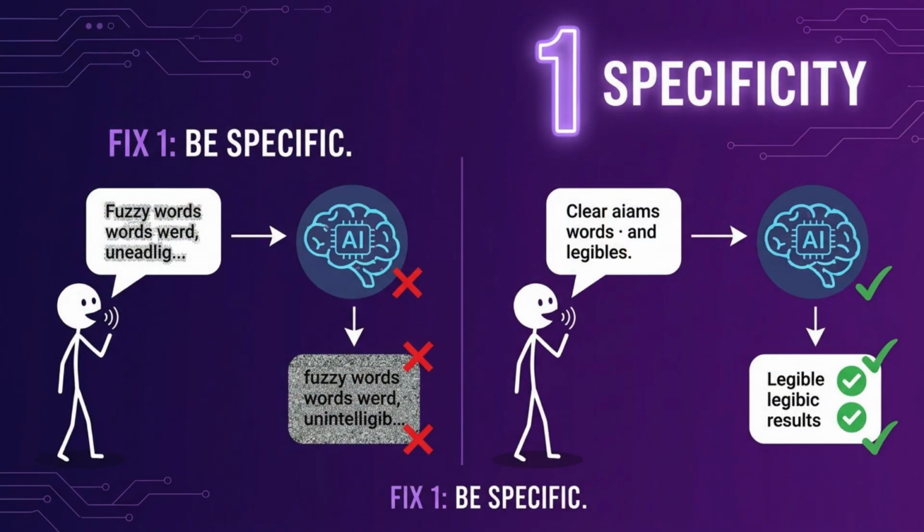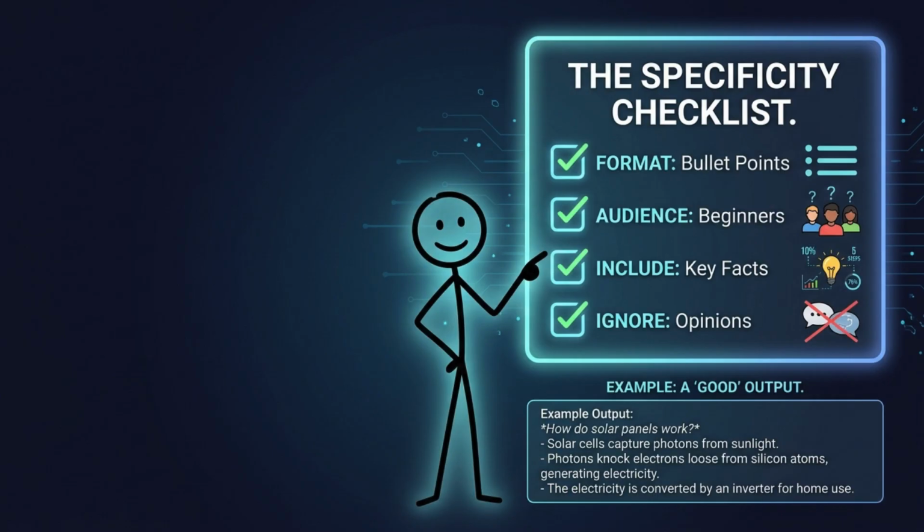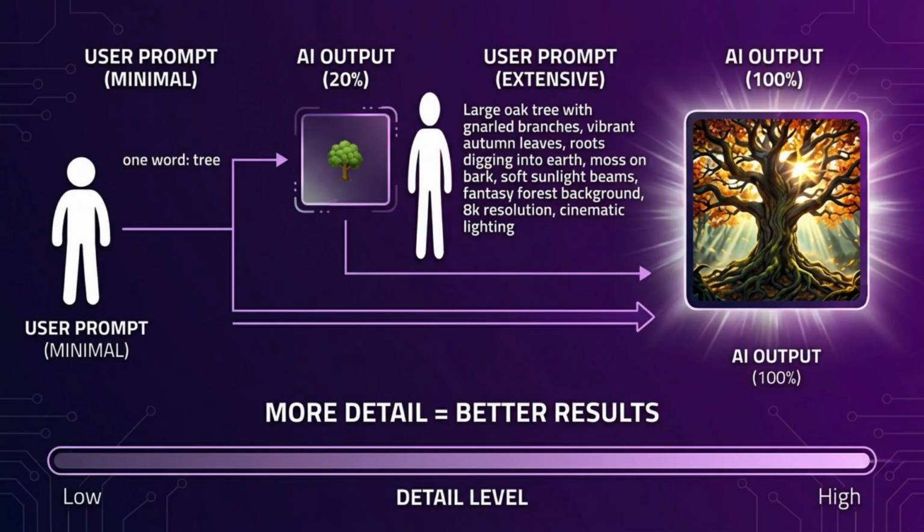The first fix is specificity. Tell the AI exactly what format you want. Tell it who the audience is. Tell it what to include and what to ignore. Give it examples if you can. The more detail you provide, the better it performs.